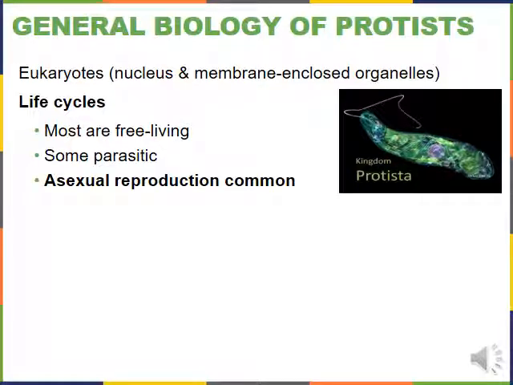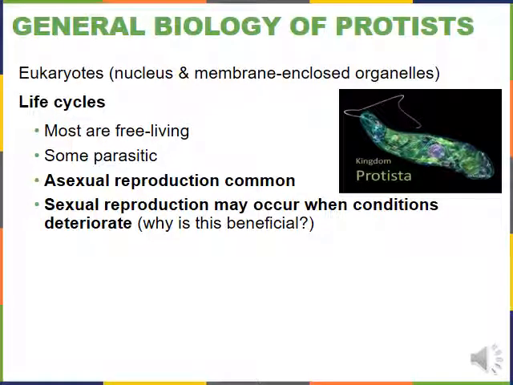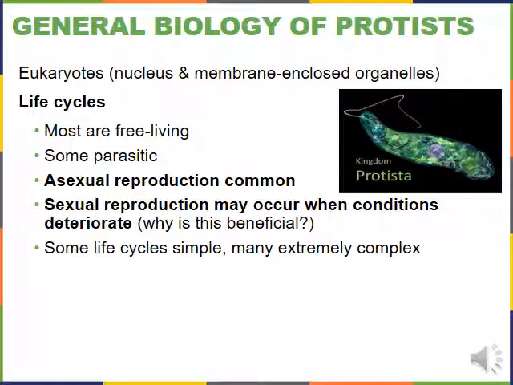Now, asexual reproduction is common among protists, but we do have examples of sexual reproduction that occurs in Protista when certain conditions deteriorate. We will get into this more when we think about the pros and cons of asexual versus sexual reproduction. We'll talk about the opposing sides when we get into other kingdoms. But just to plant that seed a little bit, there are some advantages and disadvantages to being an asexually reproducing organism versus a sexually reproducing organism. We'll hit more of that when we start talking about Animalia. So just think about that.